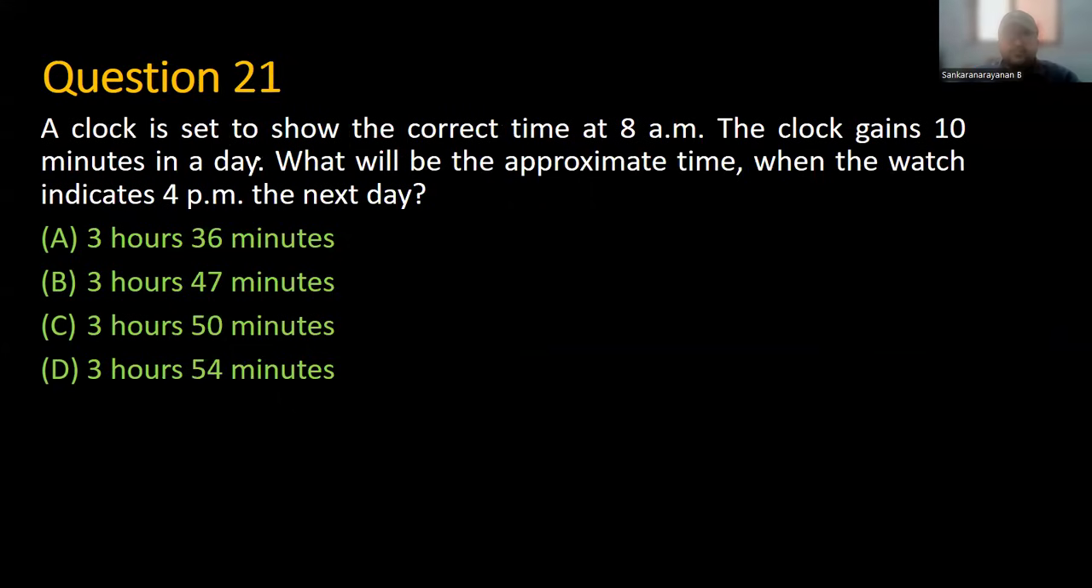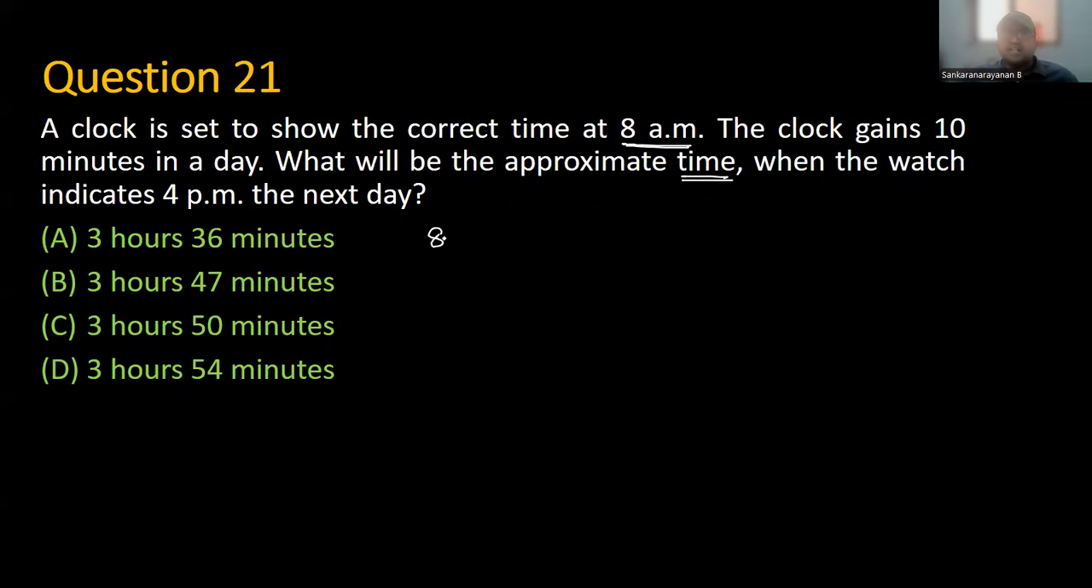A clock is set to show the correct time at 8 a.m. The clock gains 10 minutes in a day. What will be the approximate time when this clock, this watch, indicates 4 p.m. the next day? Okay. So we are considering the clock as the reference here.